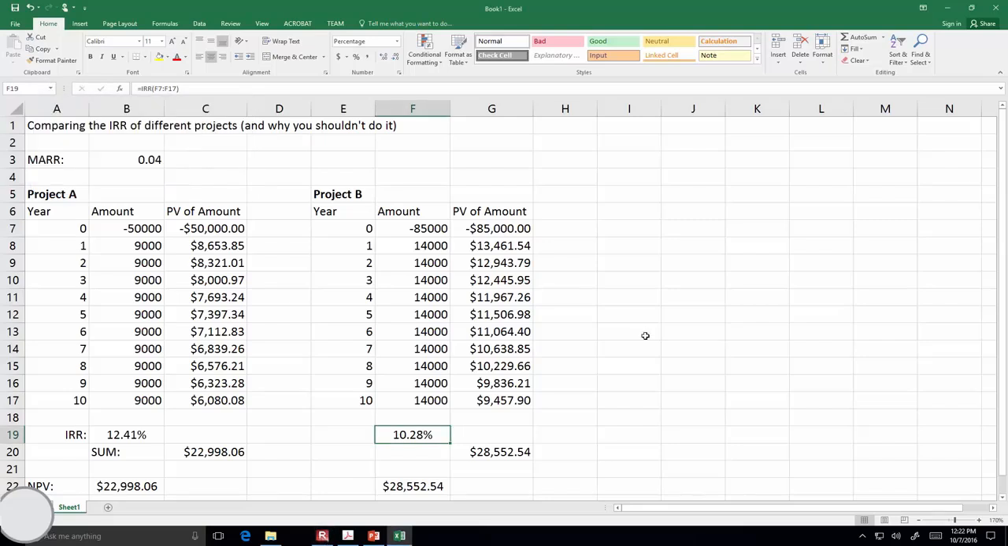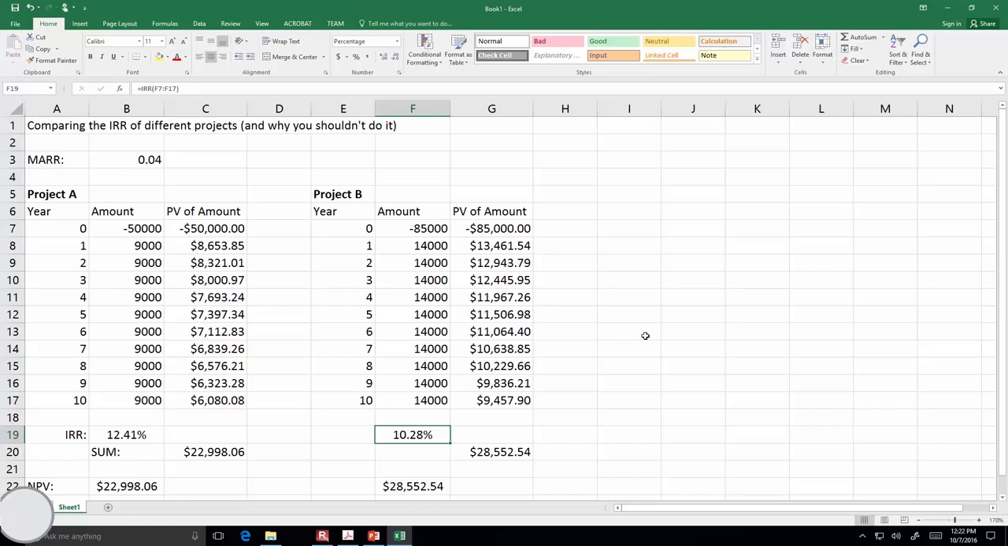The main difference is that in one of the projects you have to invest more, but then you get more revenue out of it over time. It's $50,000 of original investment versus $85,000. Now, let's assume that they are borrowing money from the bank at the MARR, 4%. They're going to the bank, taking money, and paying the bank back at 4%, but then they're going to earn either 12% on the overall investment or 10% on the overall investment. But here's where the two things are different.